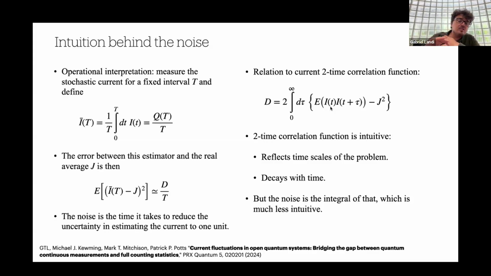Now, this result is nice, but also it isn't, just because, at least for me, the two-time correlation function is a very intuitive thing to think about. It's essentially how the current at a given point in time is correlated statistically to the currents in the past or in the future. So for me, it makes sense to think about current correlation functions. And of course, this correlation will be reflecting timescales in the problem, timescales to the loss of information, and so on. The noise is already the integral of this, and I find this a lot less intuitive to think about. Okay? But this is an improvement.